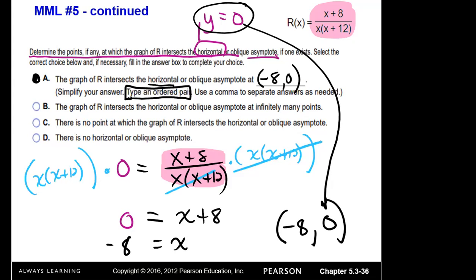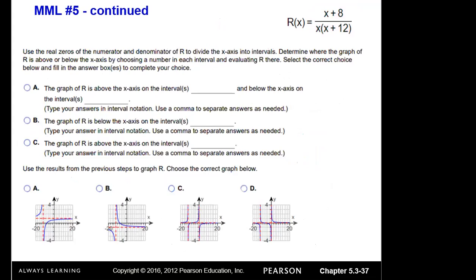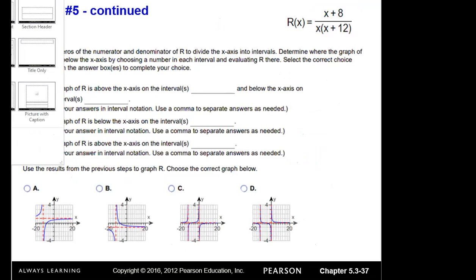Okay, and then the last one says use the real zeros of the numerator and denominator of R to divide the x-axis into intervals. And I should have left more room here, and I didn't. I tried to get these both on the same page. So let me add in another slide. Sorry about that.